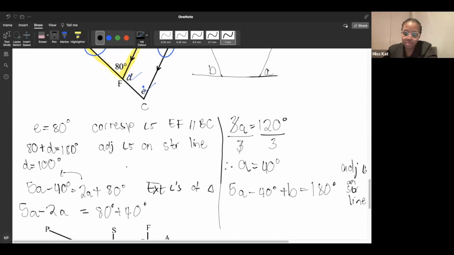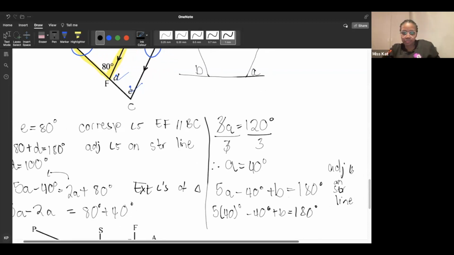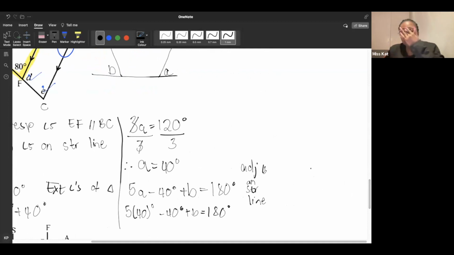There we go. So we substitute, right? So it'll be 5 times 40 minus 40 plus b equals 180. And then that equals 160 plus b. Okay, 160 plus b equals 180.